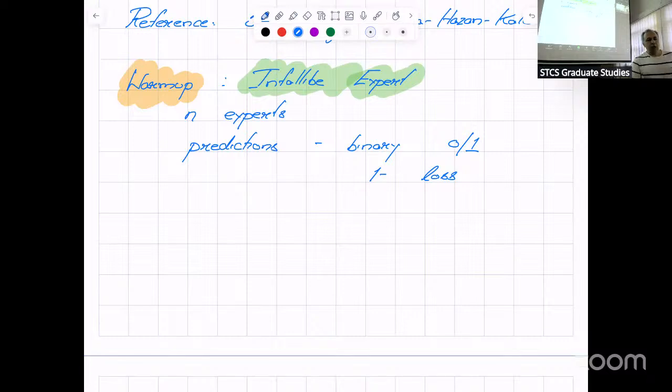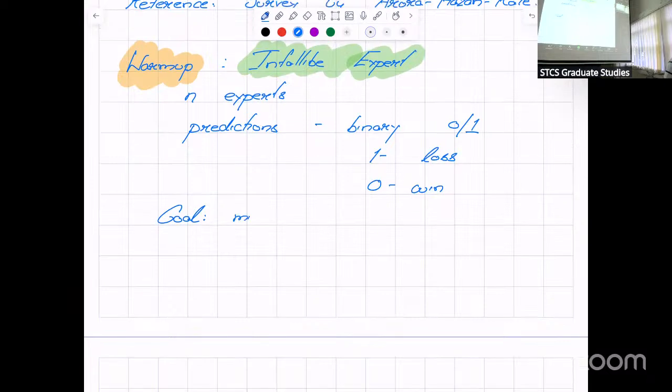At the end of the day, you get to see which of them predicted the right action. So you can attribute a 0-1 vector to what each one of them said, whether it's right or wrong. 1 is for loss and 0 is for win. Our goal is to minimize the number of losses. And this happens over time: there's a first day, a second day, a third day, and it keeps on happening. You want to eventually minimize the loss.